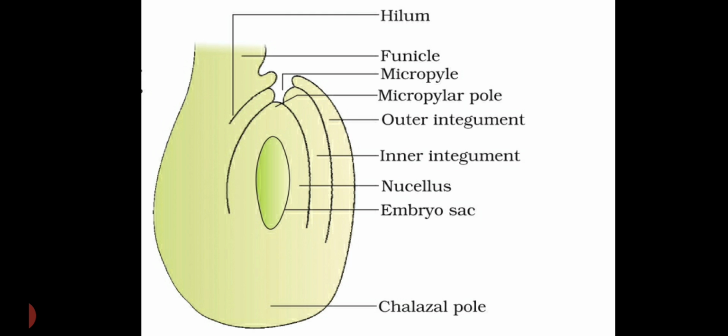So the top portion, that is the hilum. This hilum is the portion where the funicle and the placenta are fused. So that fusion or junction is the hilum. Then we have the micropylar region. Then we have the micropylar pore, and then we have two integuments or coverings, the outer integument and inner integument, and the embryo sac, nucellus, and the last portion is the chalazal pore.